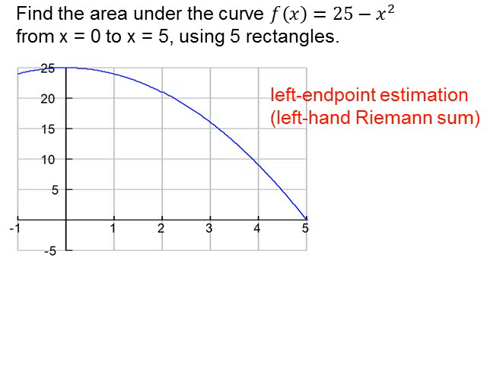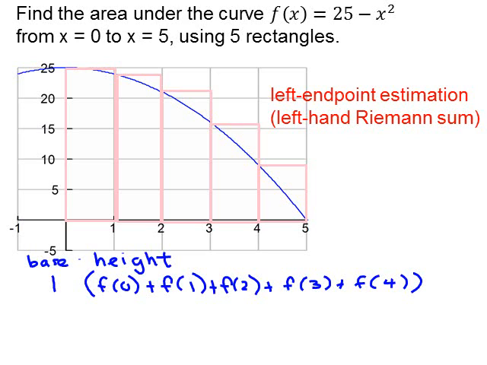If we use 5 rectangles from x equals 0 to x equals 5, each rectangle will have a base of 1 unit. Left endpoint estimation means that the upper left corner of each rectangle will be a point on the curve, like this. To find the total area of the 5 rectangles, instead of adding base times height for each individual rectangle, we'll calculate the base times the sum of the heights, since the base of each rectangle is the same.